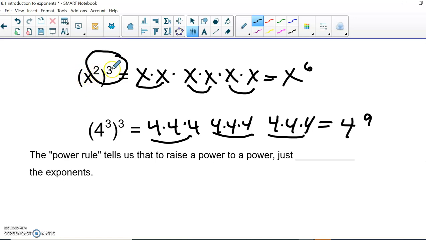When you take an exponent to another exponent, it's called the power rule, what you do is you multiply. So the power rule tells us that to raise a power to a power, just multiply the exponents. There we go. Those are our 3 rules today. Let's practice a couple problems.